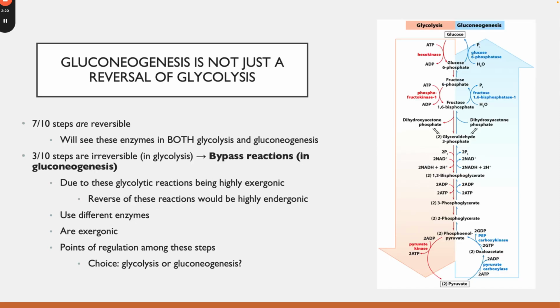Okay, so gluconeogenesis is not just a reversal of glycolysis. We know that there are 3 steps in glycolysis, steps 1, 3, and 10, that are irreversible. And so we have to undergo a bypass reaction. We'll talk about the more complex one first, which is bypassing the last step, step 10 in glycolysis, where we go from pyruvate to phosphoenolpyruvate.